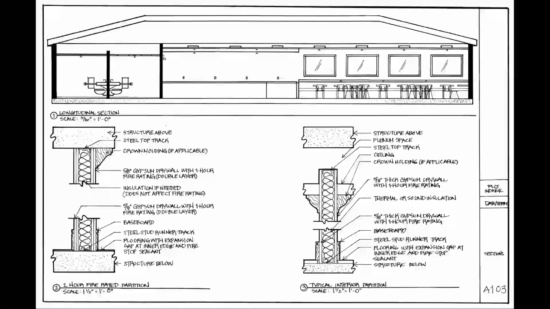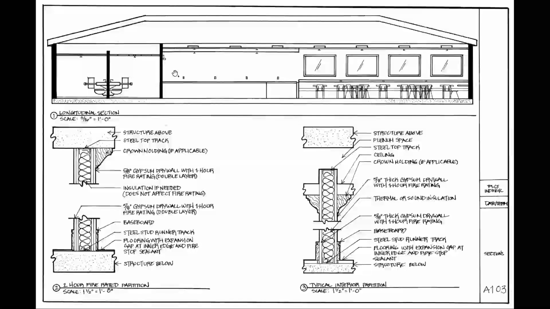Now, this section will have more information added to it through a series of assignments. But right now, I want you all to trace over this very basic section that you see here. For example, we'll see on the reflected ceiling plan later that there's going to be a series of pendant lights that run across the front of this bar.